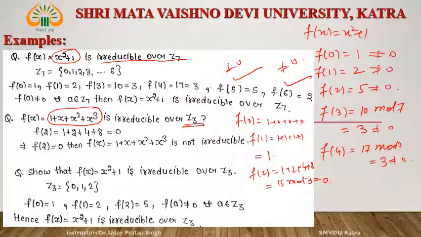So this polynomial has one factor in Z3. It means this is reducible in Z3. This polynomial is reducible in Z3. Similarly, x squared plus 1. What is f(0)? 1. f(1), 2. f(2), 5. This doesn't have any root in Z3. It means this is an irreducible polynomial in Z3. Okay.